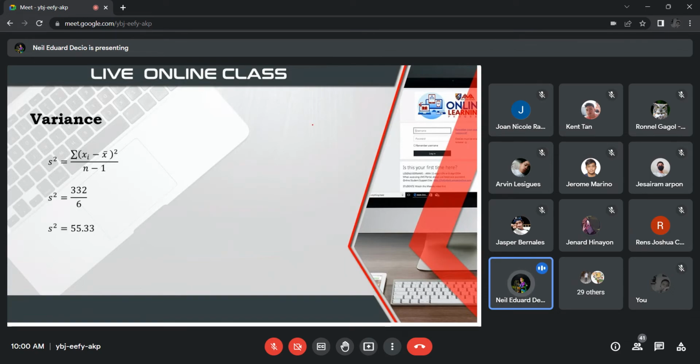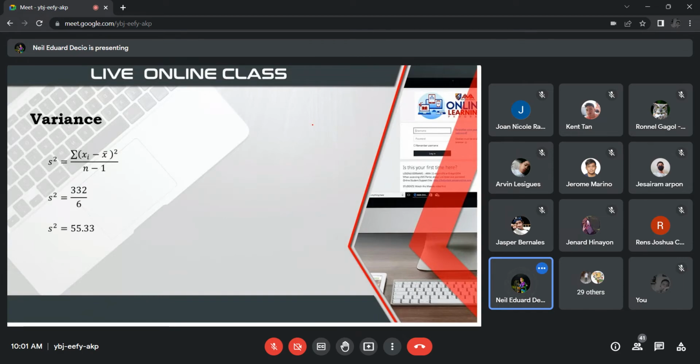So the first thing we have to do, if we're given a group data, identify muna natin yung mean. And then after that, we subtract lahat ng datas natin by that mean. Tapos i-square natin lahat ng difference. We get the sum of all those squares. Tapos we divide by n minus 1 or the number of datas given minus 1. So that's just the variance.